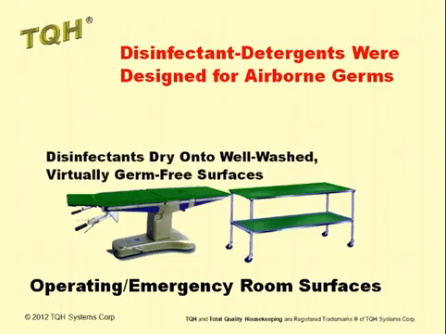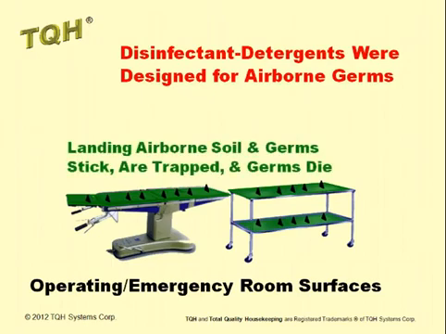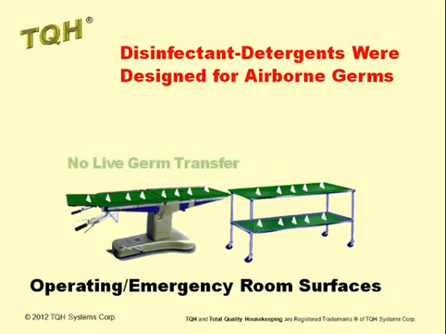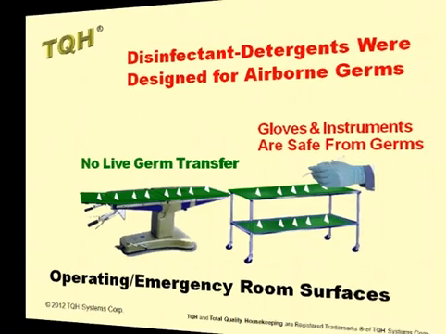When that disinfectant dries, it laminates to the surface in the form of a disinfectant sticky film. Airborne germs are there constantly. Whatever lands on those surfaces sticks there, they're trapped, and then the disinfectant chemical starts going after the germs to kill them. The white dots represent germs that have been killed. So you get no live germ transfer from the surface to a glove or to an instrument.